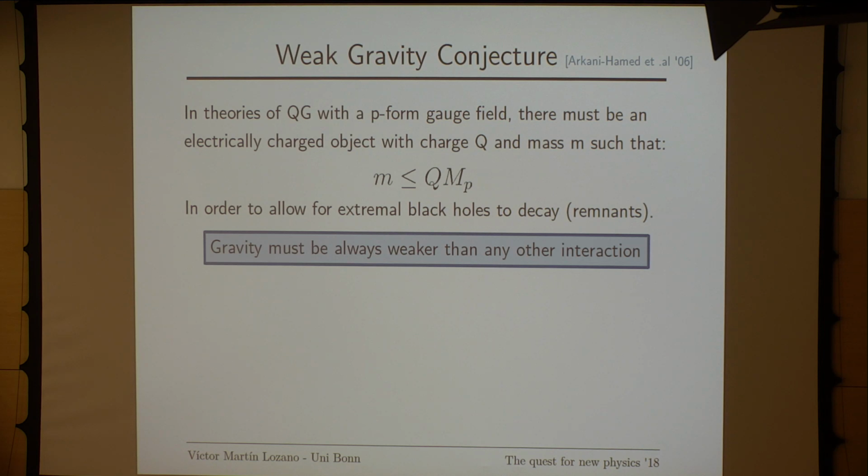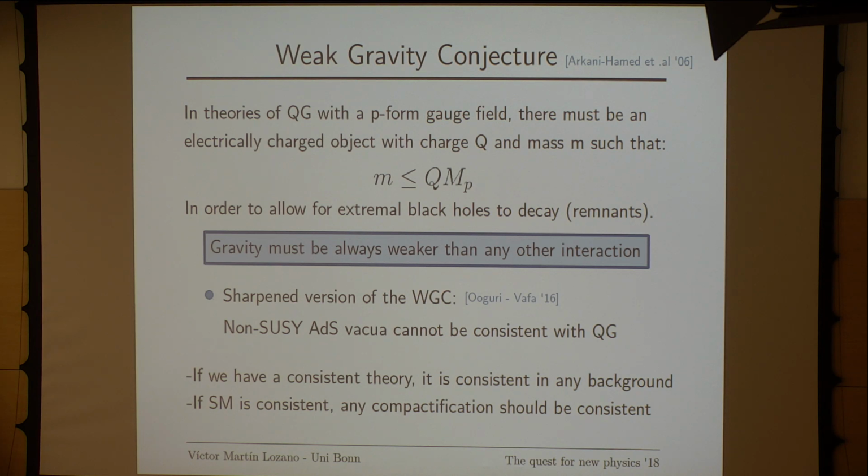So what is the weak gravity conjecture? Well, it's really simple. It tells us that gravity is the weakest force. If we have, for example, a gauge field, there must be a particle charged under this gauge field, and its mass has to be less than the product of the Planck mass and the charge of this particle. This is usually done in order to avoid remnants of black holes, because they would form bound states. So the statement is clear: gravity must always be the weakest force.